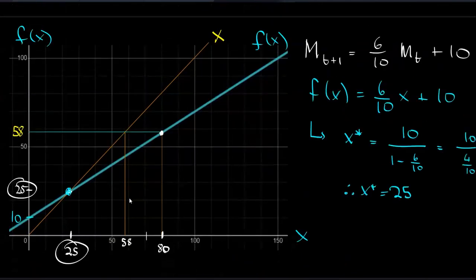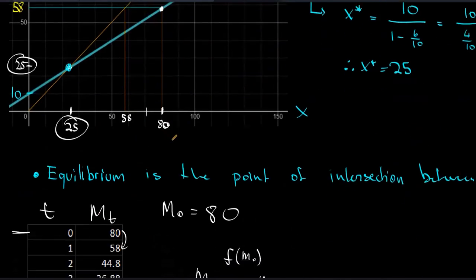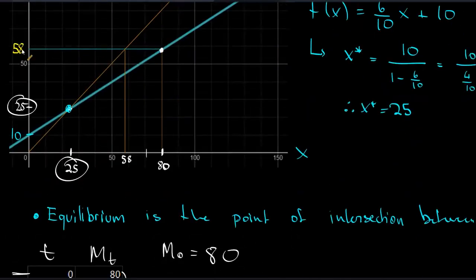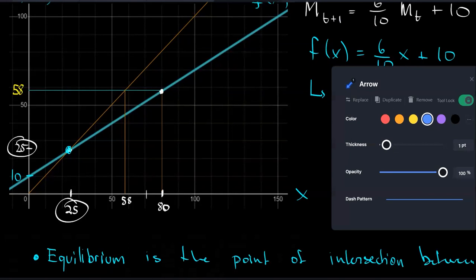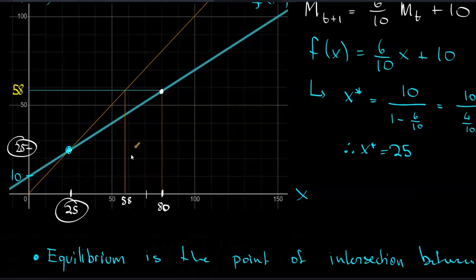Essentially, once we put the 80 into our updating function, we get the solution 58. Then all we do is use the function y equals x to bounce our 58 back onto the x-axis. Why do we do that? Because what we're going to do next is take the 58 and put it into our updating function, and see where that lands us. That lands us at about 45.